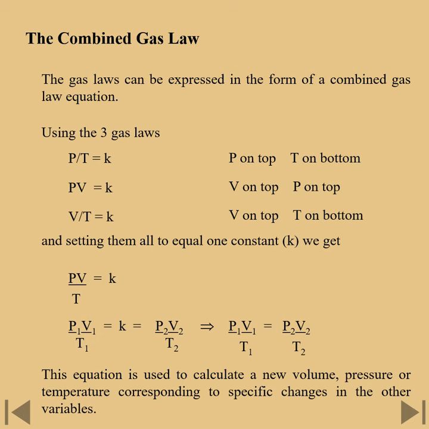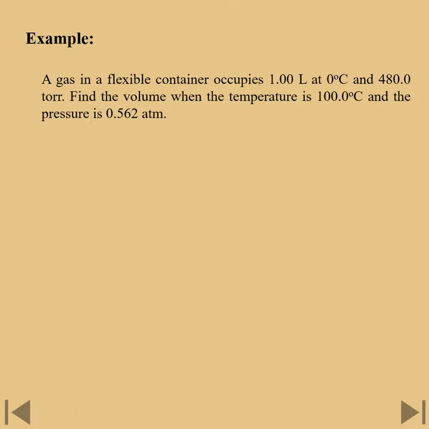And again, this means that for a changing gas, which means that we have the same gas, same number of molecules of gas, we can change two of these variables and calculate the third. In other words, all three of these variables can change at once. Okay, let's do an example. A gas in a flexible container occupies 1 liter at 0 degrees C and 480 torr. Find the volume when the temperature is 100 degrees C and the pressure is 0.562 atmospheres.